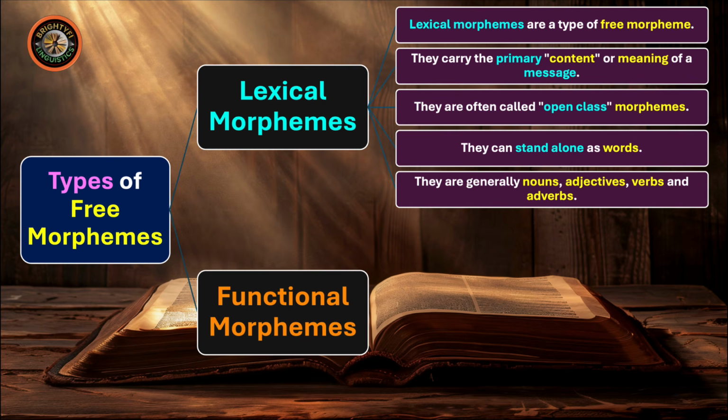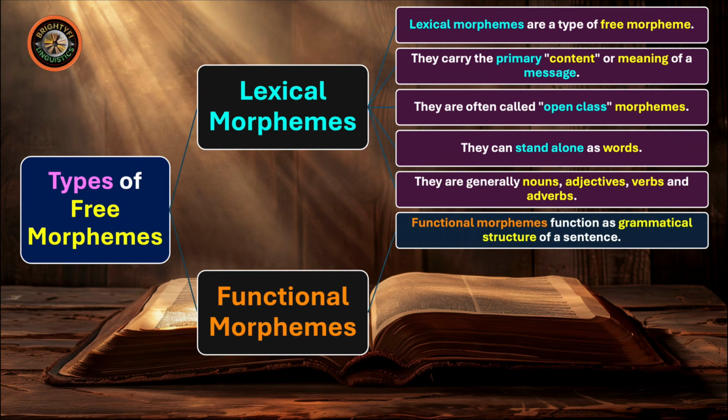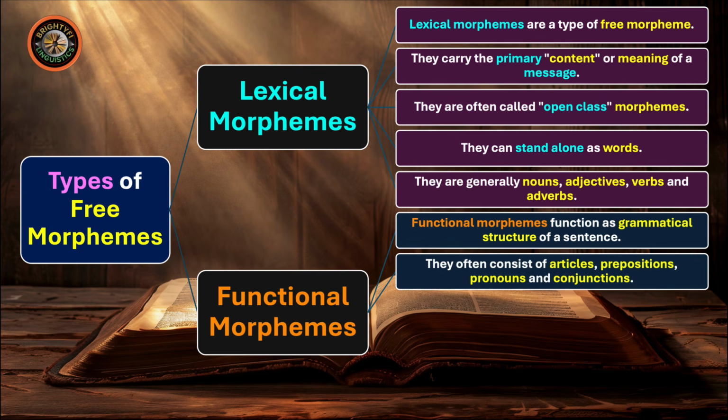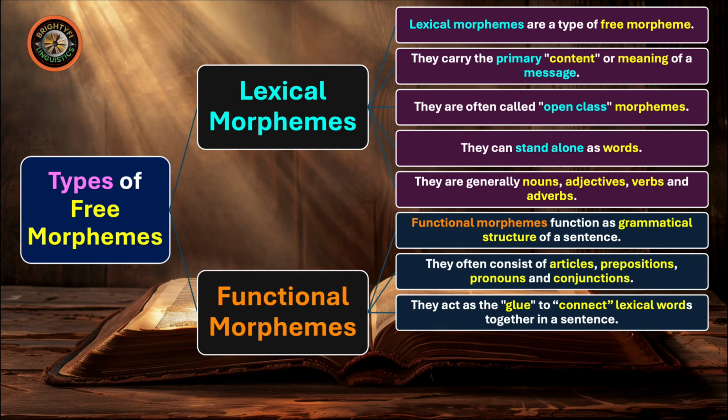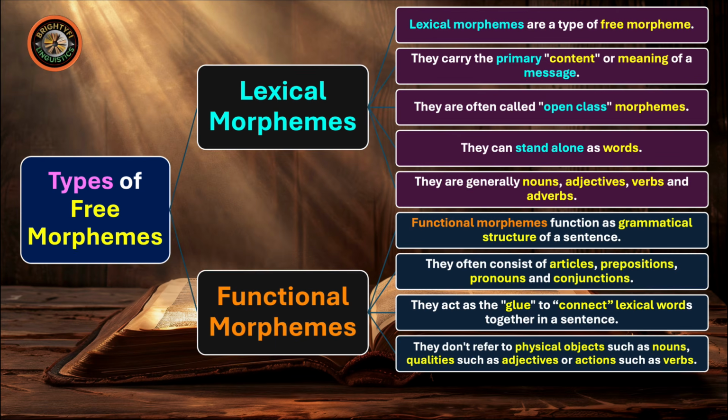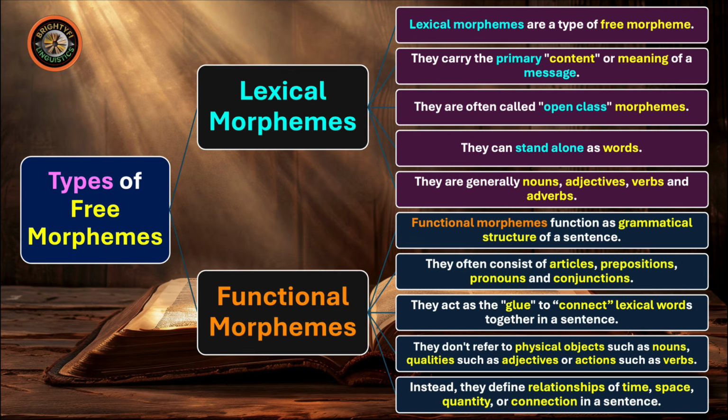Now let's see functional morphemes. Functional morphemes function as the grammatical structure of a sentence. They often consist of articles, prepositions, pronouns, and conjunctions. They act as the glue to connect lexical words together in a sentence. They don't refer to physical objects such as nouns, qualities such as adjectives, or actions such as verbs. Instead, they define relationships of time, space, quantity, or connection in a sentence. So these are the two types of free morphemes.